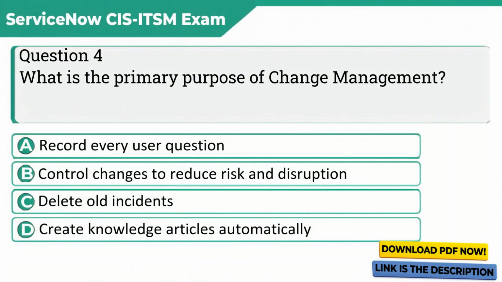Question 4. What is the primary purpose of change management? A. Record every user question. B. Control changes to reduce risk and disruption. C. Delete old incidents. D. Create knowledge articles automatically.